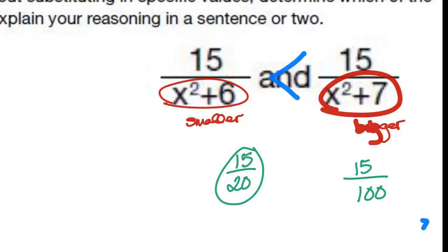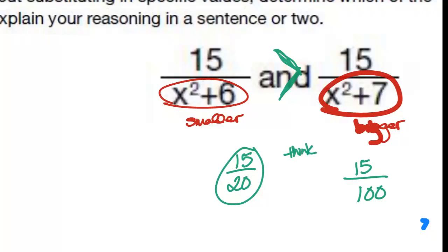So it's actually going to go this way, right? So think of it that way. You'd rather have 15/20ths of the candy bar that you like, which is a bigger fractional part than 15/100ths, right?